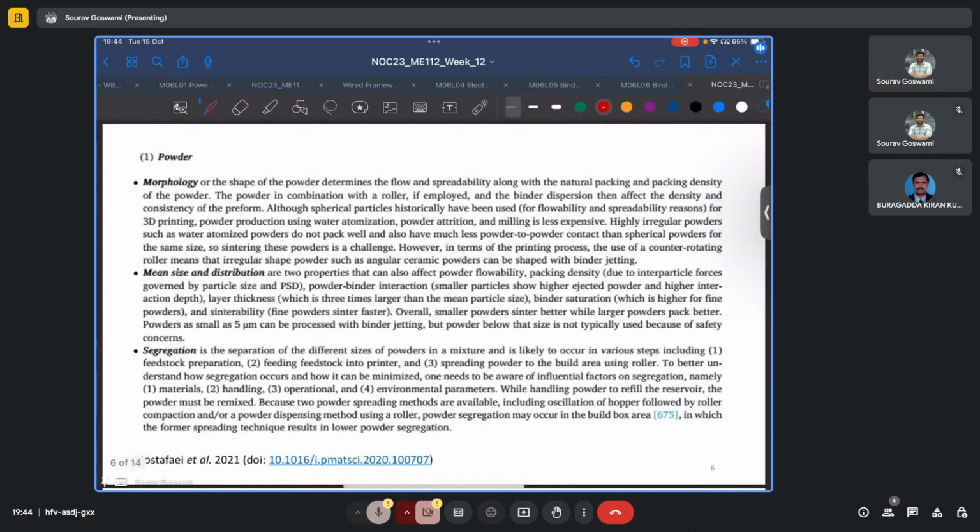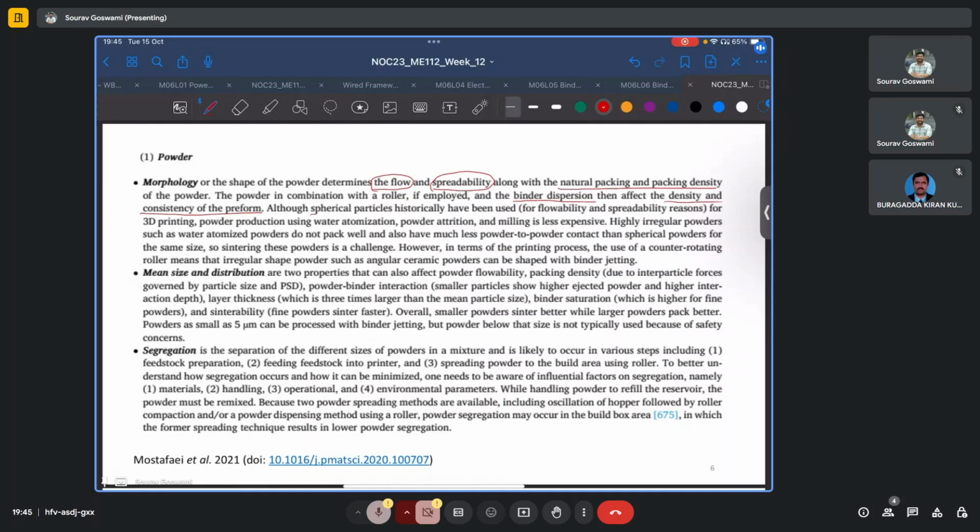Now, we already discussed the powder morphology, but let us just take a quick look again. So morphology or shape of the powder determines both the flowability and the spreadability, along with the natural packing and packing density of the powder. The powder in combination with the roller, if employed, and the binder dispersion then affect the density and consistency of the preform or the as-built part.